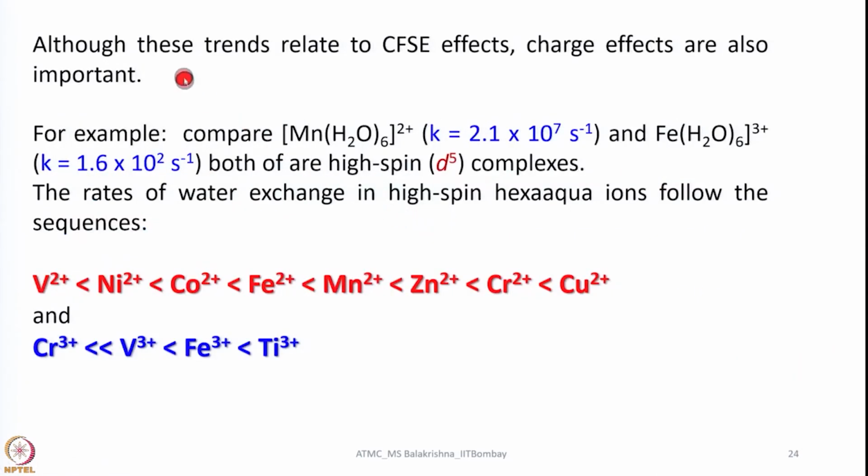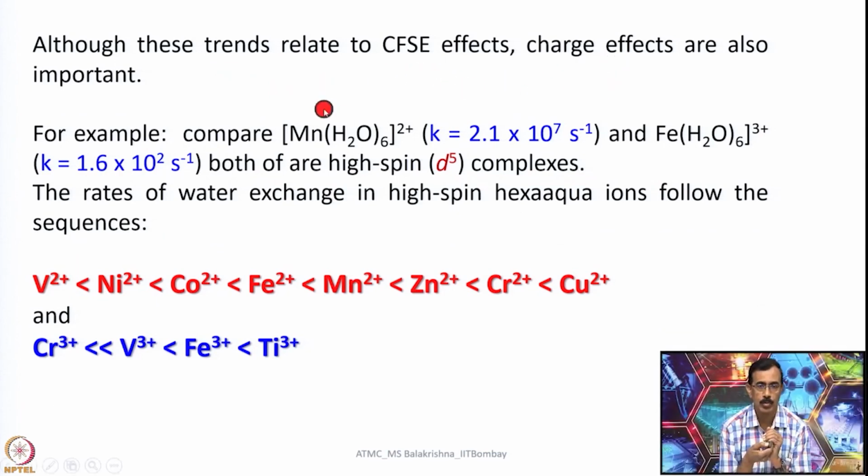And although these trends relate to CFSE effects, charge effects are also important. I mentioned charge does have some influence. Let us look into dicationic and tricationic species. When we look into hexaaqua magnesium 2 plus, this is the value. On the other hand, when you look into hexaaqua iron 3 plus, you can see the drop. Both are high spin complexes, but because of the increased charge here, increased charge makes this one less labile or a little bit more stable complex.